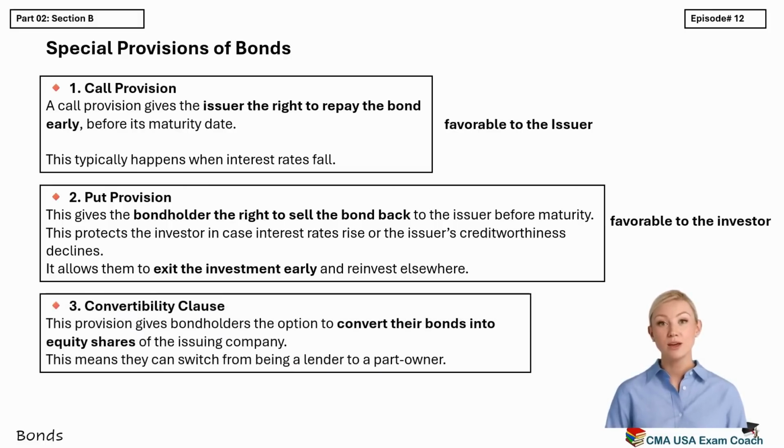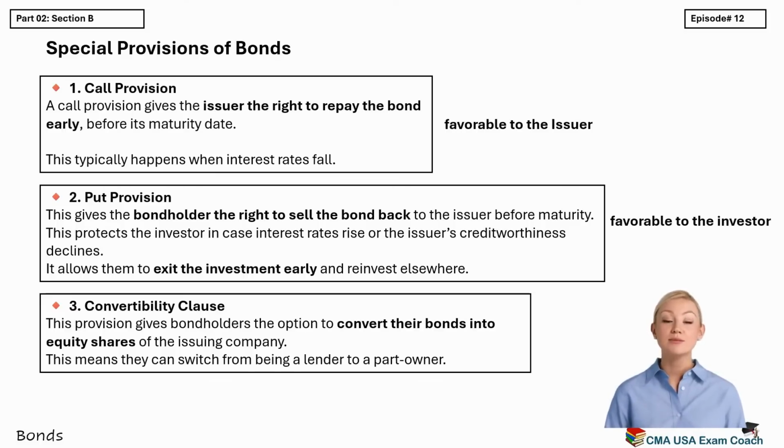3. Convertibility clause. This provision gives bondholders the option to convert their bonds into equity shares of the issuing company. This means they can switch from being a lender to a part owner. It's beneficial when the company's stock performs well, giving the bondholder an opportunity to benefit from share price appreciation. Convertible bonds usually offer lower coupon rates, but they provide equity upside potential, making them attractive for long-term investors.